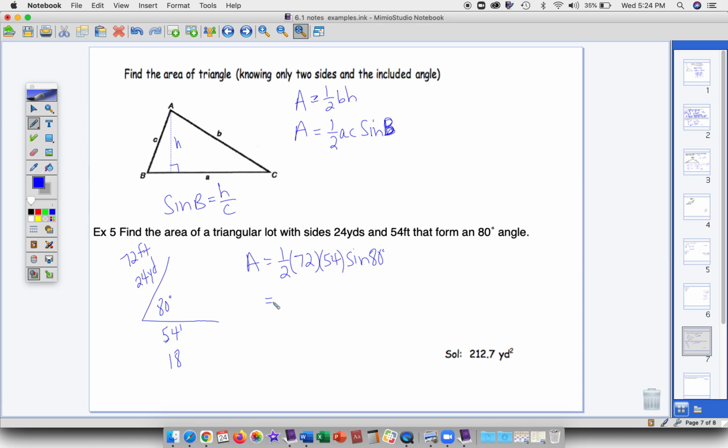Okay, I got 1,382.67, and this is in feet squared. Now, do you remember how to convert? Just a little tip. It's not the same as the straight dimension. To convert feet to yards, we divided by 3. I don't want to divide by 3.